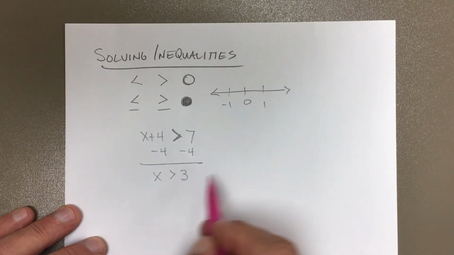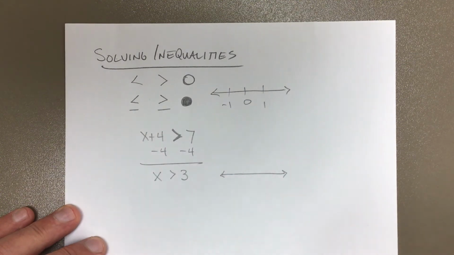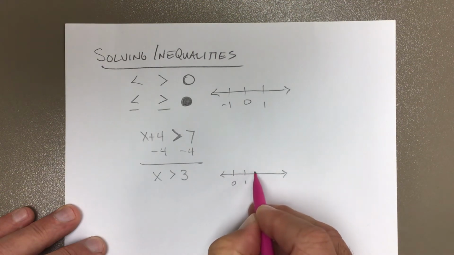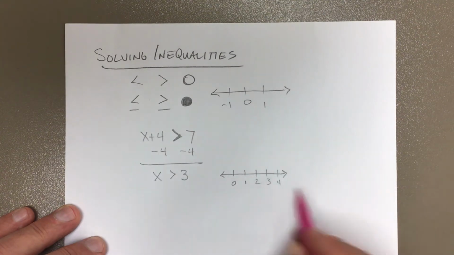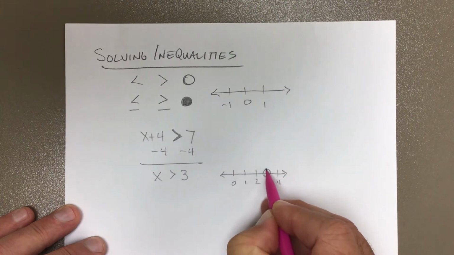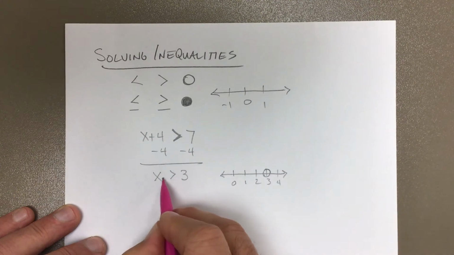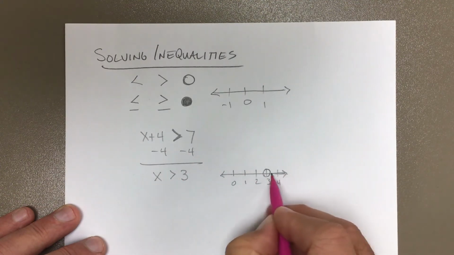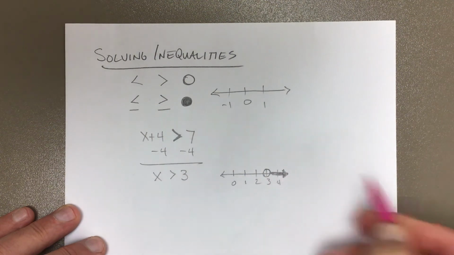So for me to graph this, I would simply draw my line. I don't have to add a whole bunch of numbers to it. I can simply put 0, and then a 1, a 2, a 3, and a 4. And then I would go over to 3, because x is greater than 3, so I'm going to use an open dot. Notice I circle it, and then I shade. Since x is greater than 3, 4 would be greater than it, then 5, and then 6. So I'm going to shade this way. Don't forget to include the arrow at the end here.